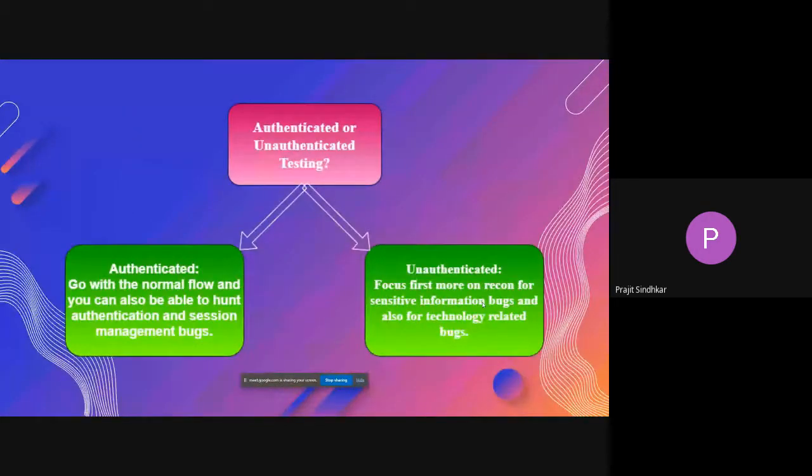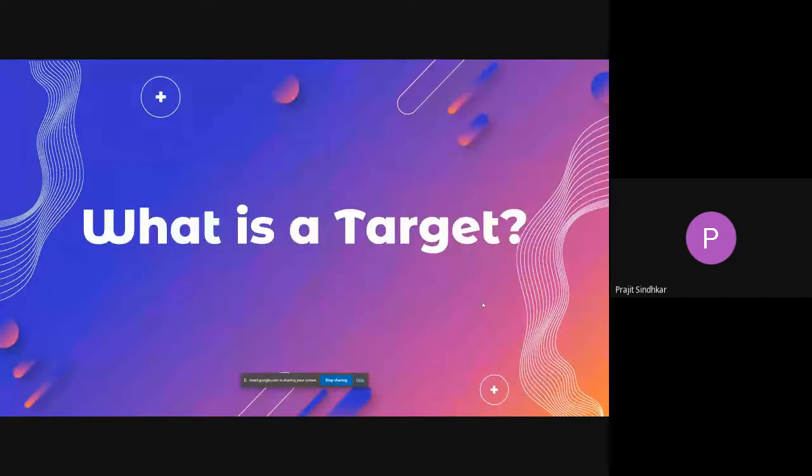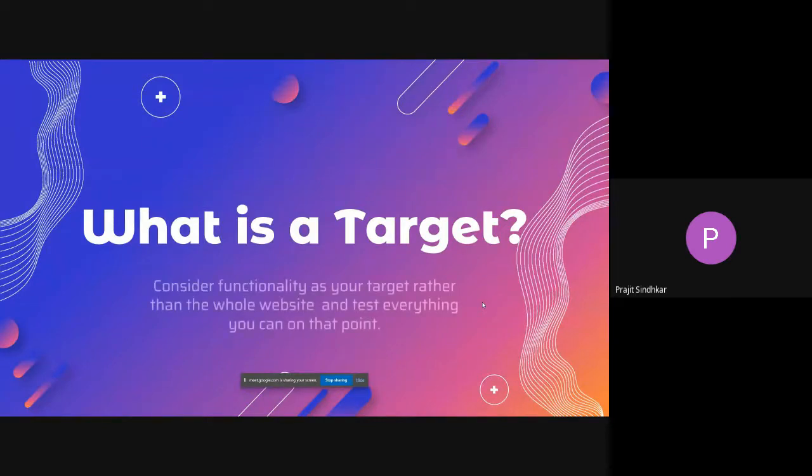So let's go back to the first question again: what is a target? First I asked this question, again I am asking this question. Consider functionality as your target rather than your whole website, and test everything you can on that point. What people generally do is consider a whole website as a target. What I am asking you to do is consider only one functionality as your target and test everything that you know on that part. Don't leave anything. This is what will increase your efficiency of finding bugs.